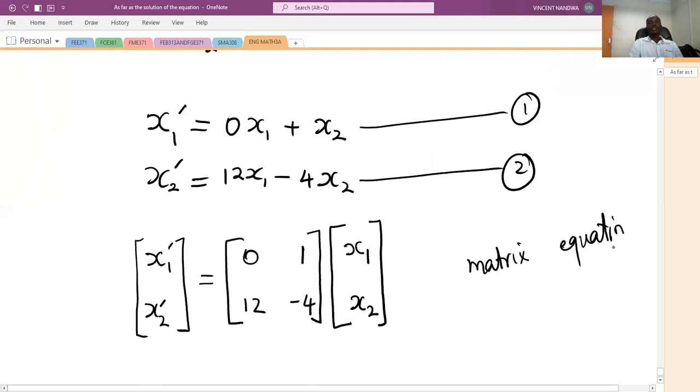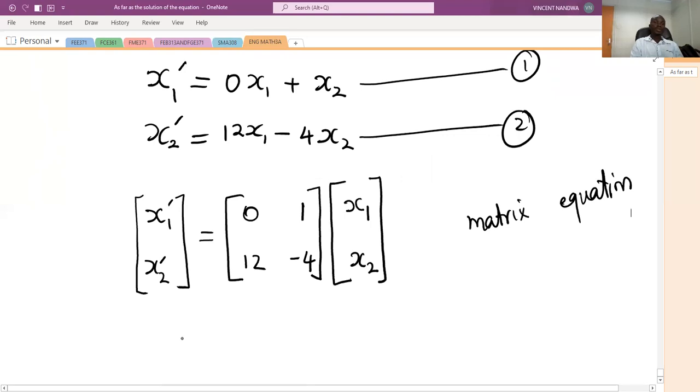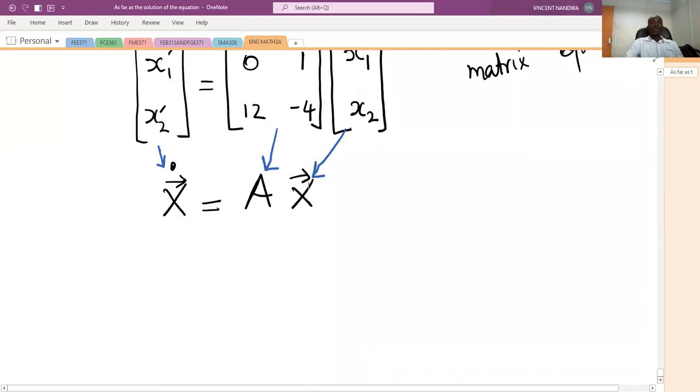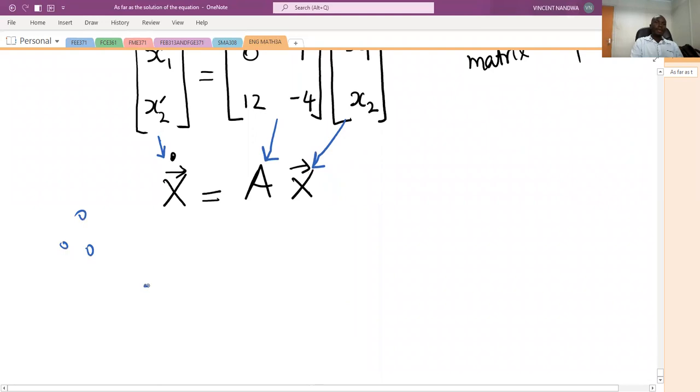And you see now this matrix equation is the same as x dot equals Ax, where x dot is this vector of first derivatives, A is this matrix, and x is this vector. So therefore, A is 0, 1, 12, and minus 4. So this is the matrix of interest.